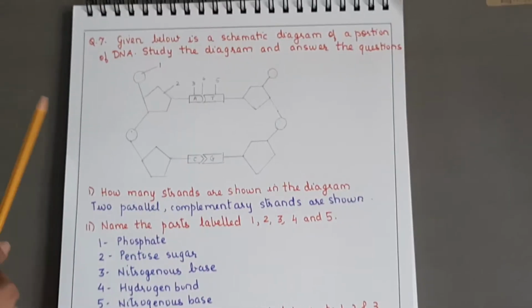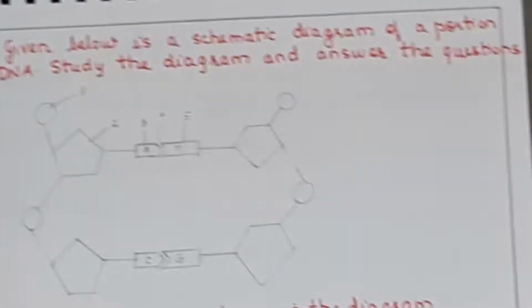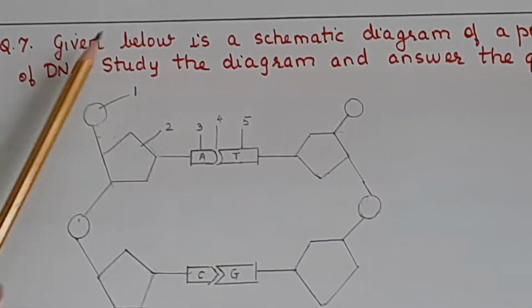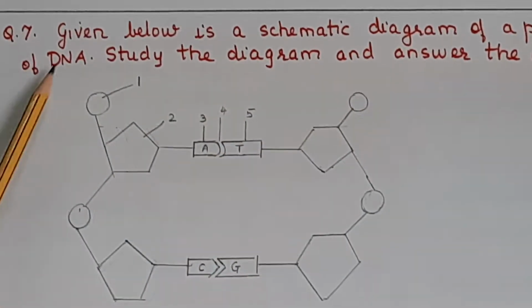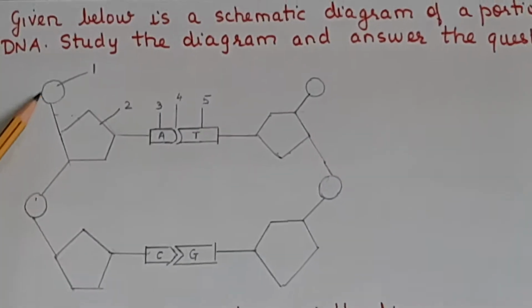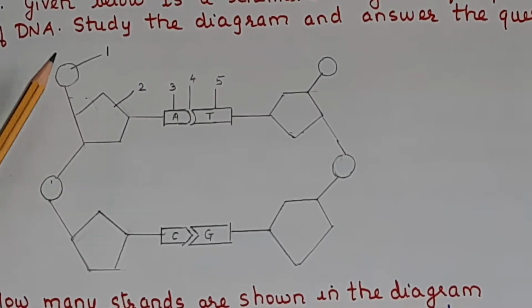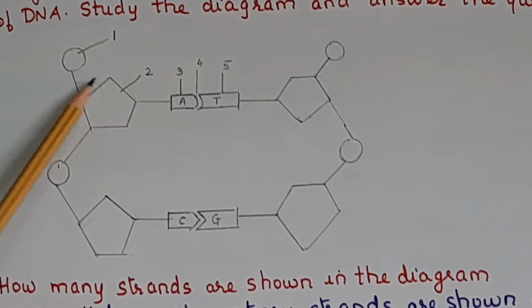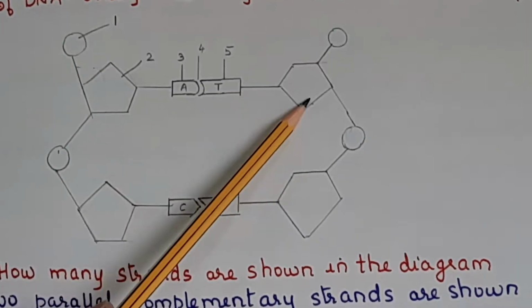Okay, now this is an important application-based question. Give 5 stars to this. Given below is a schematic diagram of a portion of the DNA. Study the diagram and answer the questions. Now this circle represents what I just explained. Yes, very good. Phosphate, this is pentose, and these are the nitrogenous bases.